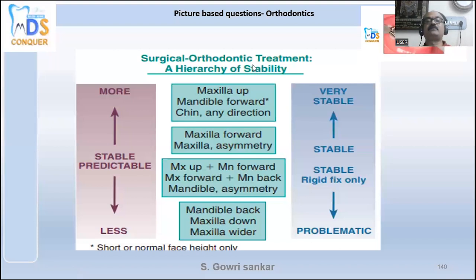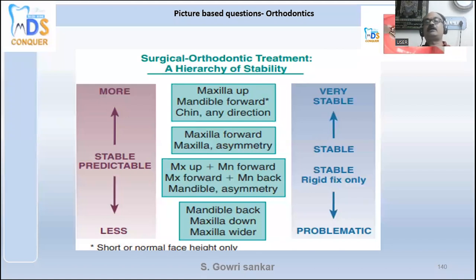So another thing on some entrances. Sir, AIIMS and PGI, those who are preparing for AIIMS and PGI, you may expect this. You go through this in the profit. They have given a hierarchy. That means which is more stable, predictable, and which is less stable. See this from short to up. So the mandible brought forward is easier than pushing it back. So this is called the hierarchy of oral surgery. It is given in other entrances also.